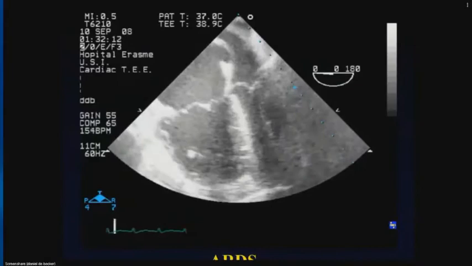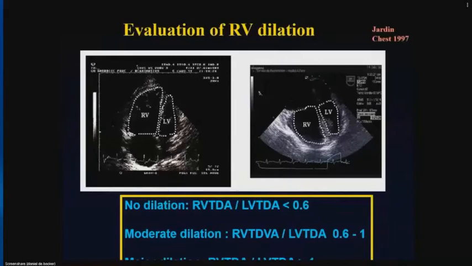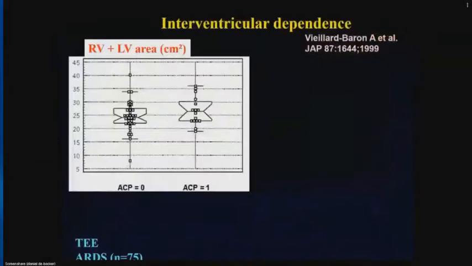And so there are several ways to look at it. I will not go into the details. This is more for specialists in echocardiography, but the higher the dilation of the right ventricle, the more severe the condition of the right ventricle.